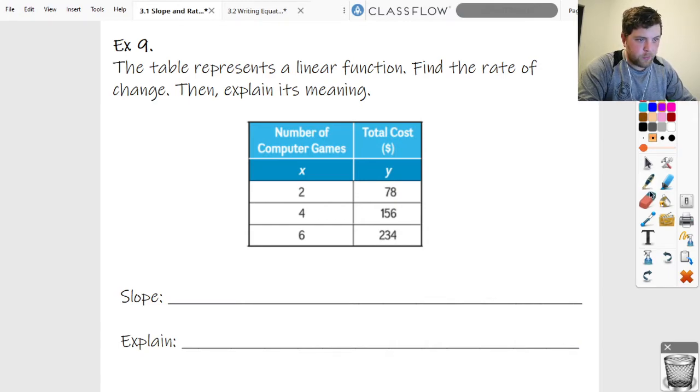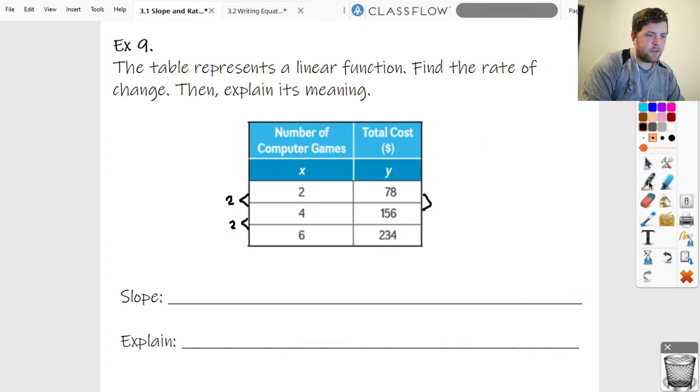So let's take a look at these final few examples, and then we'll wrap it up. All right? So this table represents a linear function. Find the rate of change and explain its meaning. So part of what you're going to have to do is look at the table and determine, okay, what is this really saying? So we've got a number of computer games and the total cost. So we can take a look at my change here. It's going up by 2, and here is going up by 2. Then we take a look here.